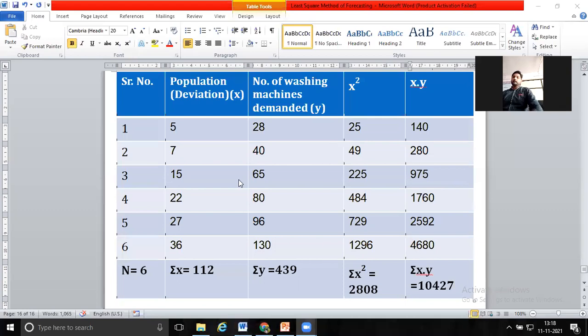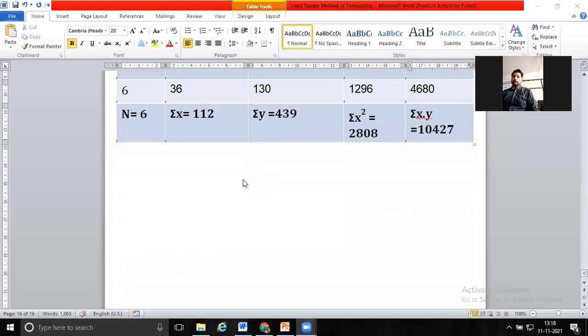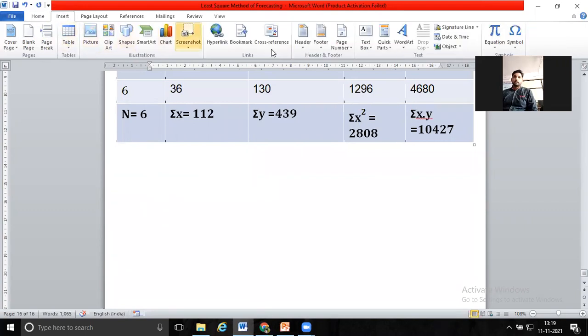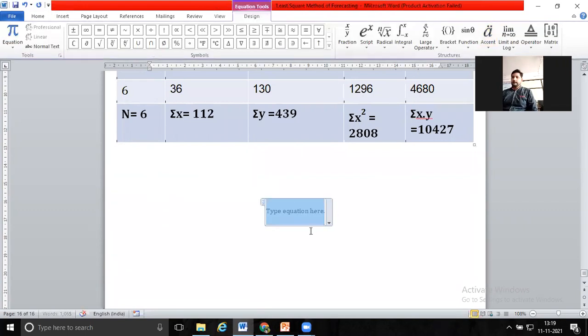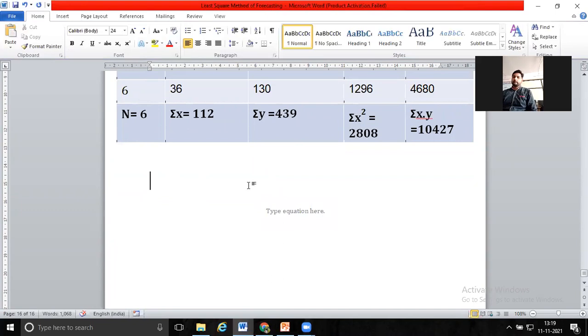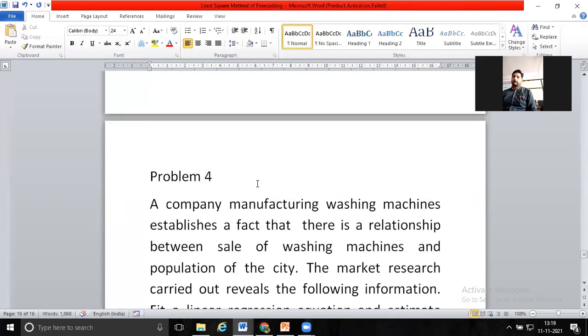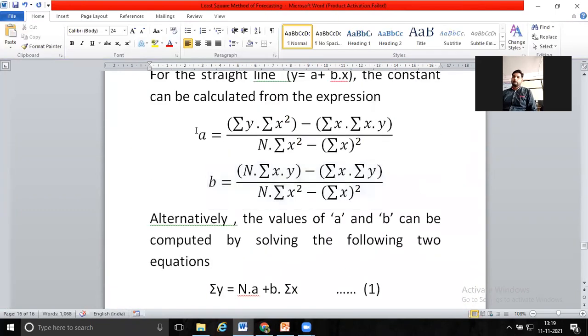Now once we get these values, why are we determining them? Because we have to find out the a and b unknowns. So here the a equation is a is equal to, or I will copy directly from the top side. So I will take these a and b equations.